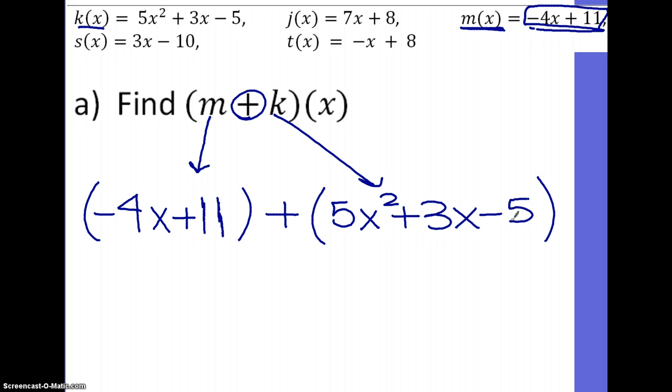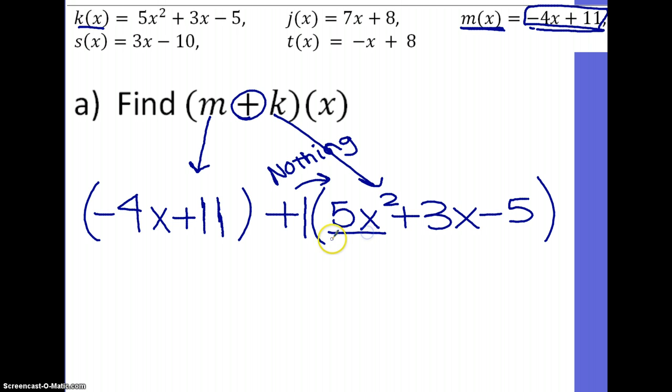So we've got m, we've got k. Do I need those parentheses? And if you look right here, notice there's a positive 1. If you were to distribute a positive 1, nothing changes. And so we don't need to distribute. We can just act like the parentheses aren't there.